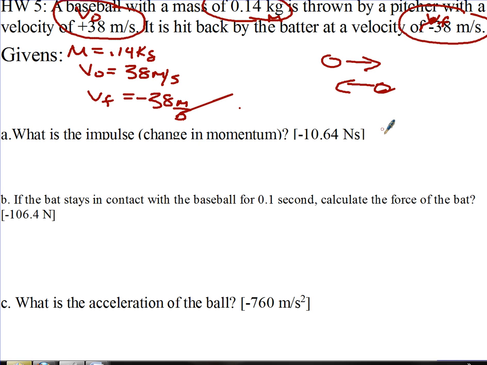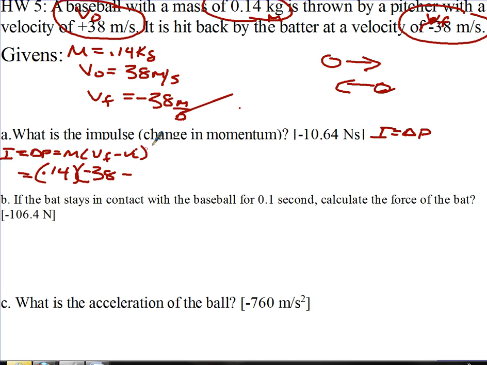Now, I know impulse equals change in momentum. So I have velocities and masses, so let me do it this way. Impulse is equal to change in momentum, which is m times v final minus v initial. So it's going to be the mass, which is 0.14 kilograms, times v final. Now v final is negative 38, minus v initial. V initial is positive 38.